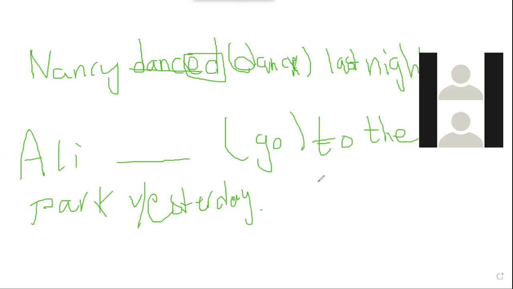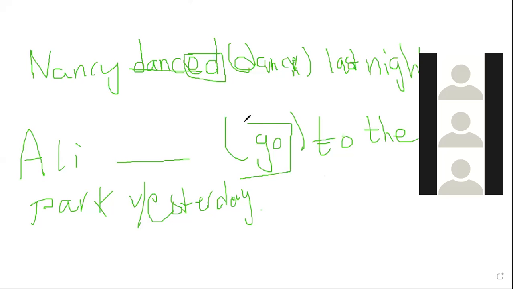Now let's try to put the second verb in the simple past tense. Ali, go to the park yesterday. Go, verb go. Is it a regular verb that takes ed? No, so it's an irregular verb. It doesn't take ed. It's an irregular verb, which is one of the verbs that I'm supposed to memorize before. So we say Ali.